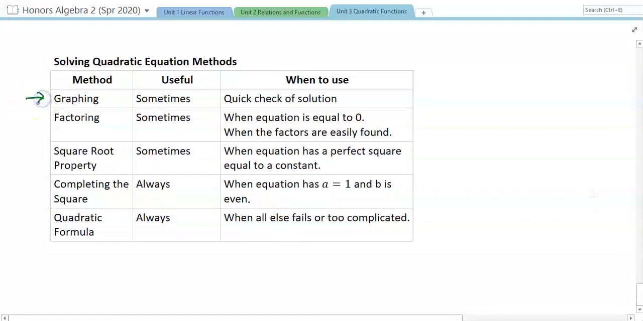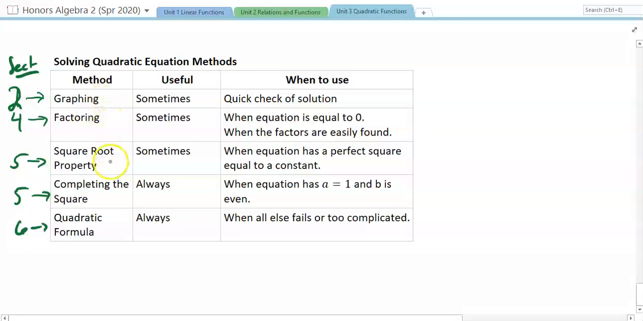So we talked about graphing back in sections 1 and 2. Talked about factoring in section 4. Talked about the square root property in section 5, along with completing the square. And then the quadratic formula in section 6. So again, 2, 4, 5, 5, and 6. Those are the section numbers that you can go back to reference those. And so when are they useful?